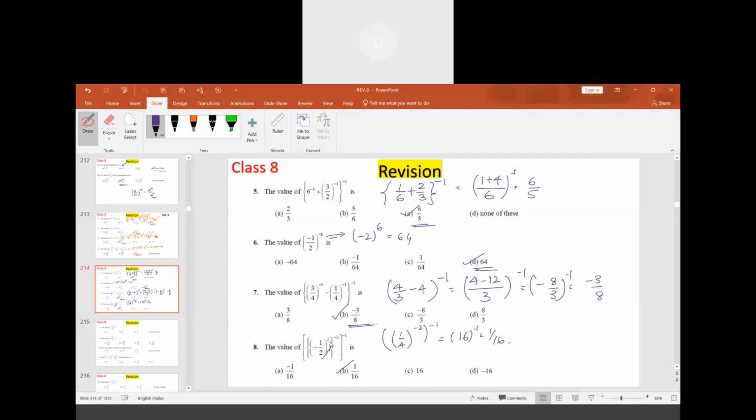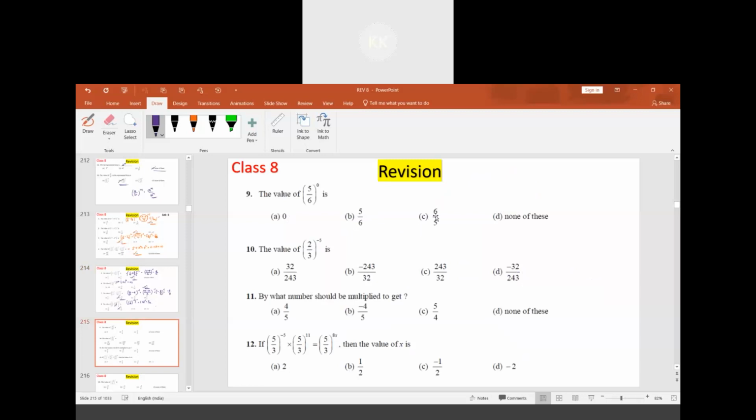Minus into minus gives positive, and this positive thing will continue. Yes. For the fraction to the power 0, it is 1. So the answer should be 1. None of these, option D.